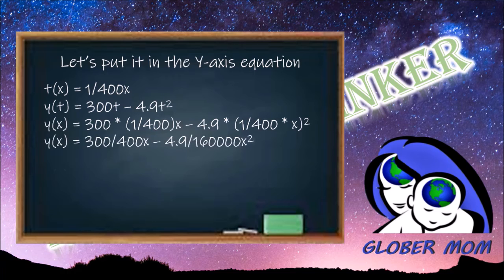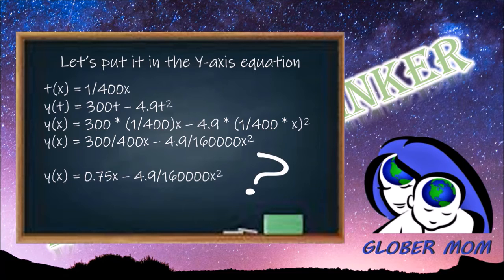Y of t equals 300t minus 4.9t squared. Therefore, y of x equals 300 times x over 400 minus 4.9 times x over 400 squared. Y of x equals 300 over 400 x minus 4.9 times x squared over 160,000. Y of x equals 0.75x minus 4.9 over 160,000 x squared. This formula looks a little weird, so let's check if we got the right formula.